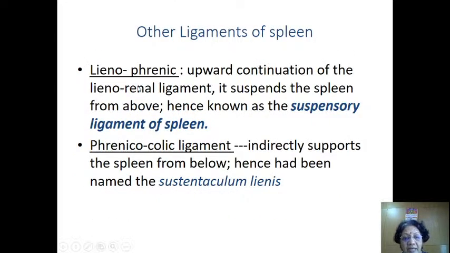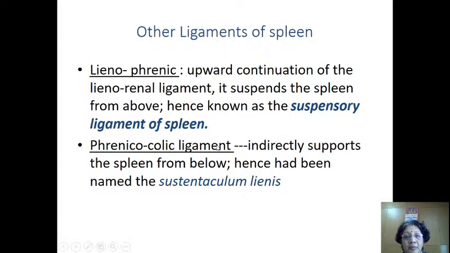So this lienophrenic ligament is a name for the continuation of the same lienorenal ligament, which suspends the spleen from above. See, it's connecting lieno. The word lien is Greek for spleen, and it is connected to the Greek word phrenic for the diaphragm. So spleen to diaphragm ligament, because the diaphragm is body wall. It's called the suspensory ligament of the spleen because it seems to hold up the spleen and prevent it from sagging down under the weight of gravity or for any reason within the abdominal cavity.